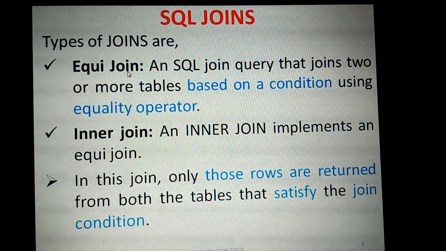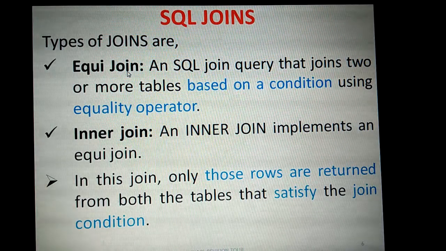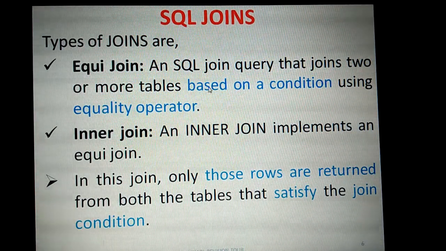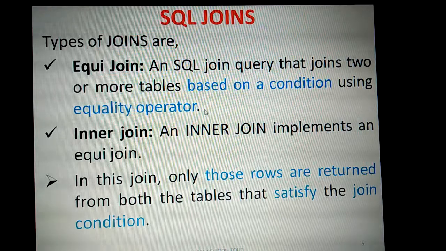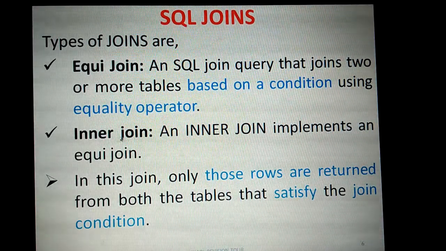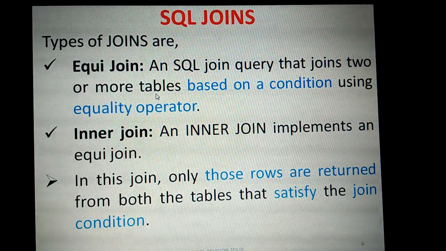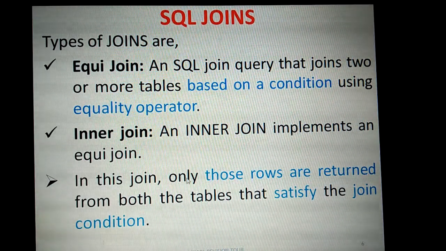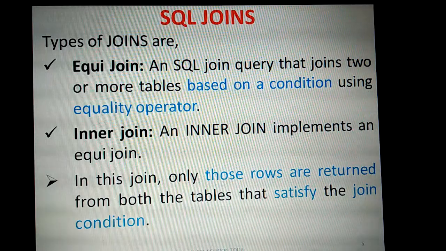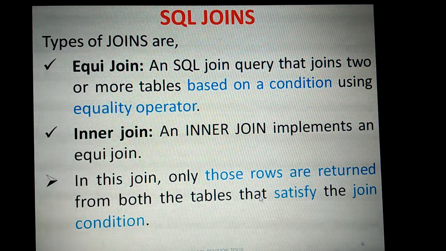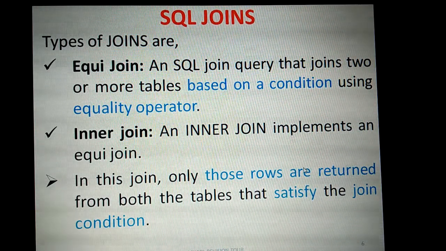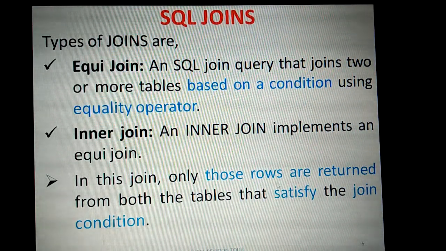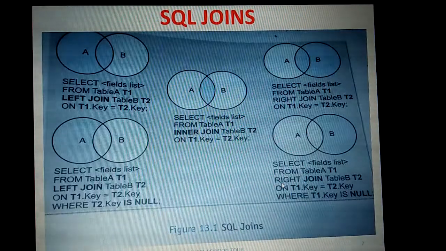In every join, two or more tables' values are going to be joined only based on the condition, using which operator? Equality operator. Next one is inner join. Inner join is also a type of what join? Equi-join only. It will return the rows from both the tables that satisfy the join condition. So based on the join condition, it will return the rows from both the tables.